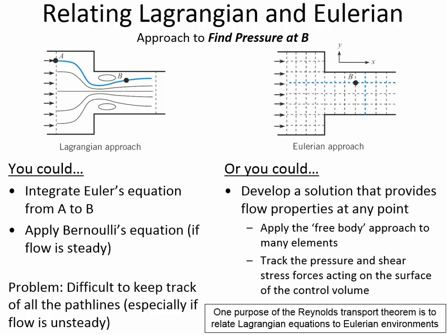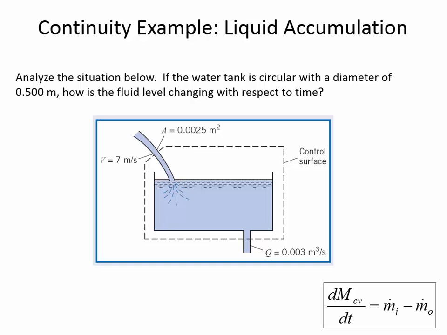Just as a little bit more background, one of the purposes of the Reynolds transport theorem is to make it possible for us to relate the Lagrangian equations like Bernoulli's equation to an environment that we want to break up into cells. So let's apply the continuity equation with three examples today. That's what we're going to be doing through the entirety of the rest of our class period.